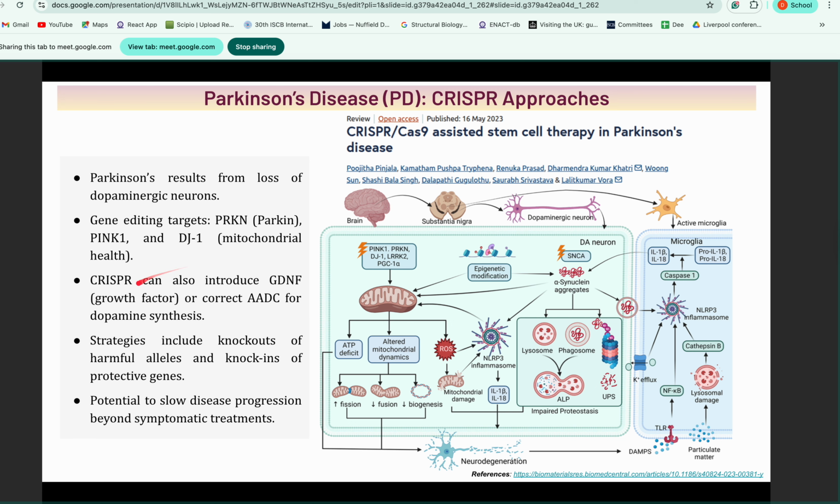So we can target these genes. CRISPR can also introduce GDNF, which is a growth factor, or correct AADC for dopamine synthesis. Strategies include knockout of harmful alleles and knock-in of protective genes. So these are the harmful genes and these are the protective genes. It can do knockout and knock-in, and it shows the potential to slow disease progression beyond symptomatic treatments.